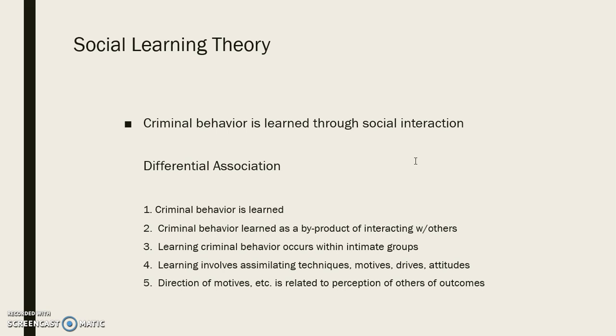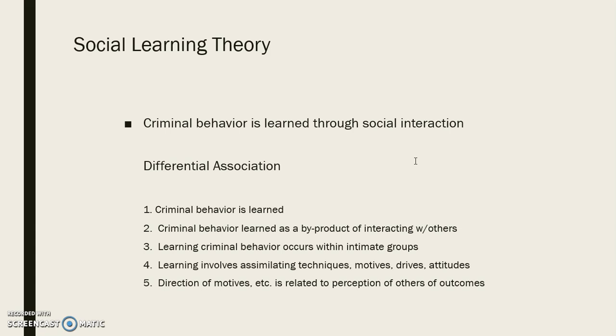So for social learning theory, criminality is a byproduct of interacting with others. So the outcomes are perceived by important members of the group. We'll talk about that in just a second, but in general, an individual begins to adopt the desires, motives, attitudes, and drives of other members of the group. And it's the perception of others of the outcomes and whether you are producing those outcomes that gives you legitimacy within the group.